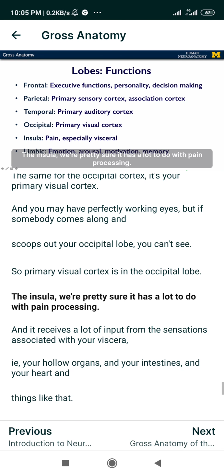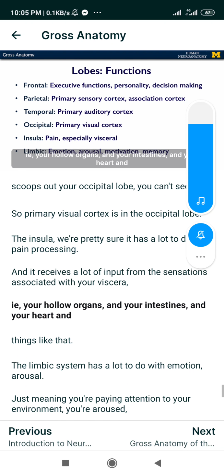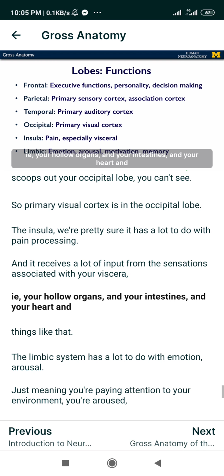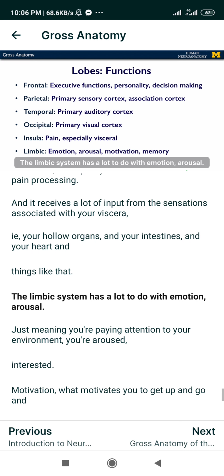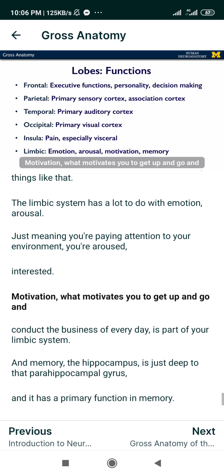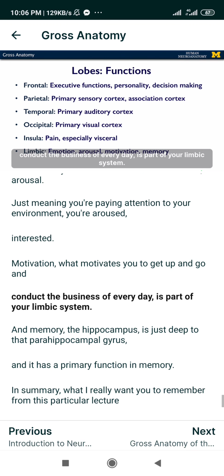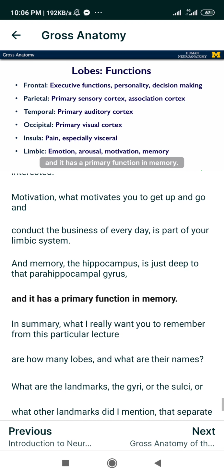The insula, we're pretty sure it has a lot to do with pain processing, and it receives a lot of input from the sensations associated with your viscera, i.e. your hollow organs, your intestines and your heart and things like that. The limbic system has a lot to do with emotion, arousal, just meaning you're paying attention to your environment, you're aroused, interested. Motivation, what motivates you to get up and go and conduct the business of every day, is part of your limbic system. And memory. The hippocampus is just deep to that parahippocampal gyrus, and it has a primary function in memory.